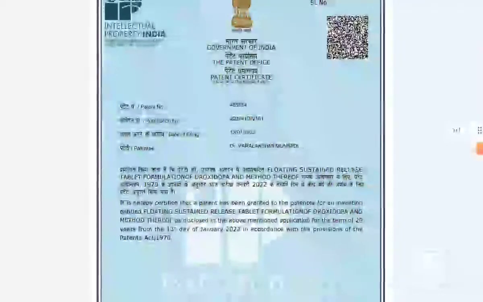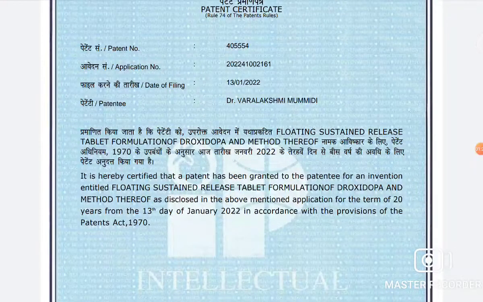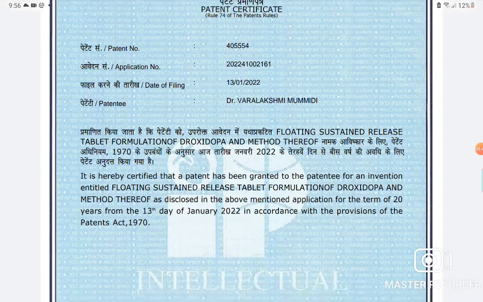It is hereby certified that a patent has been granted to the patentee for an invention entitled floating sustained release tablet formulation of droxidopa and method thereof, as disclosed in the above mentioned application, for the term of 20 years from the 13th day of January 2022, in accordance with the provisions of the Patent Act 1970.